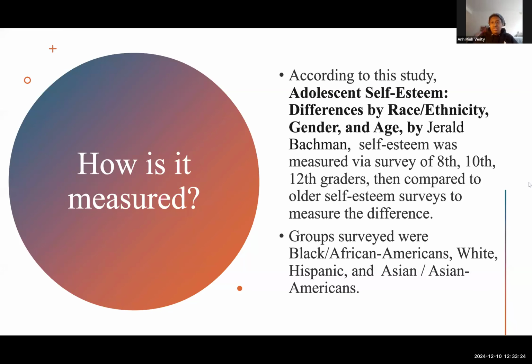So how is it measured? This presentation is all based off a study called Adolescent Self-Esteem, Differences by Race and Ethnicity, Gender, and Age by Gerald Bachman. What they did is they provided a survey to 8th, 10th, and 12th graders, and then compared this to older self-esteem surveys to measure the difference. The groups surveyed, and the ones we're going to talk about, were Black African Americans, whites, Hispanics, and then Asian and Asian Americans.